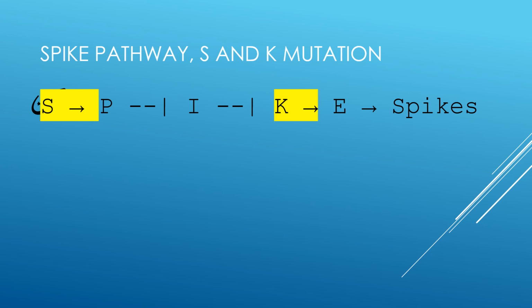And finally, if there's a mutation on the S and K, the S would not activate the P. Therefore, the I would be activated, and it would stop the activation of K, which would stop the activation of E, so there would not be spikes.